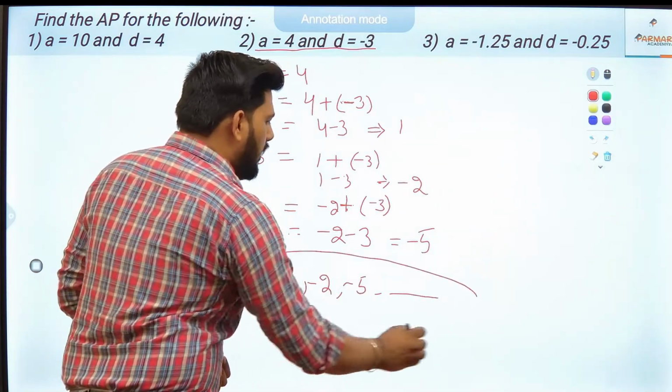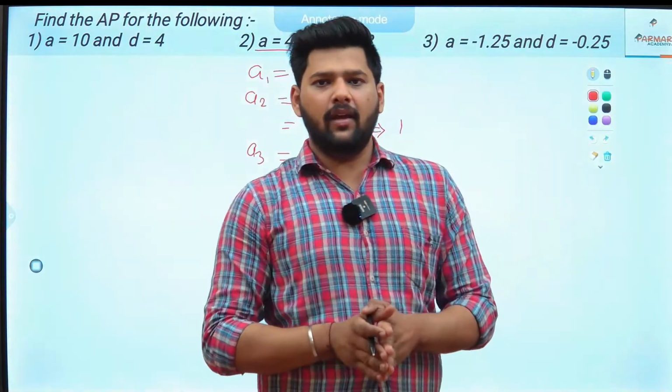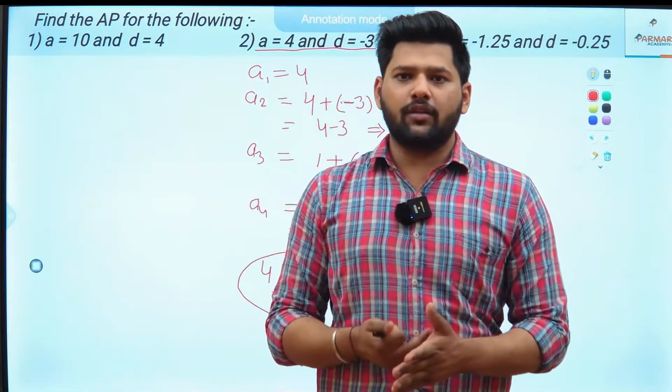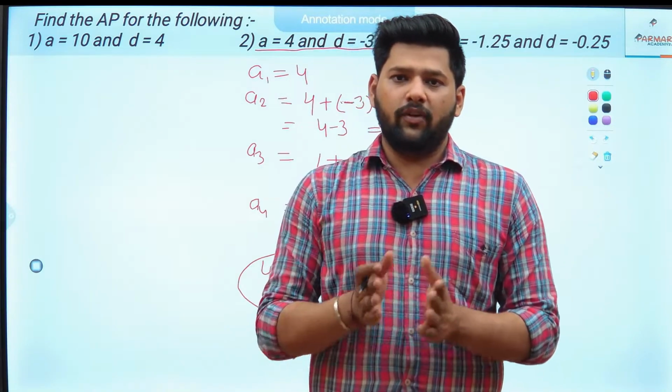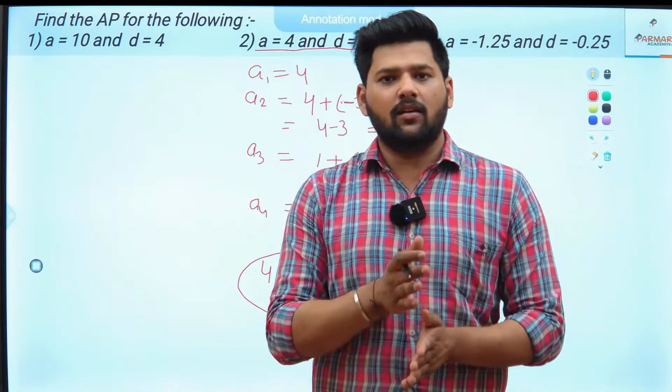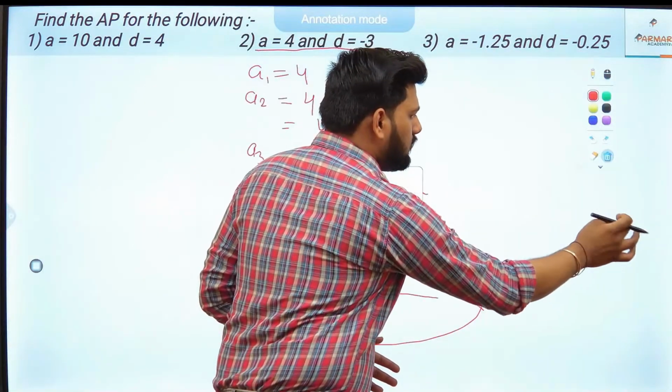This is the required AP. So very simple. How to find the AP? That is the basic calculation of AP sequences: every term we have to find with the help of the previous term, just adding the common difference. So similarly, the third question.